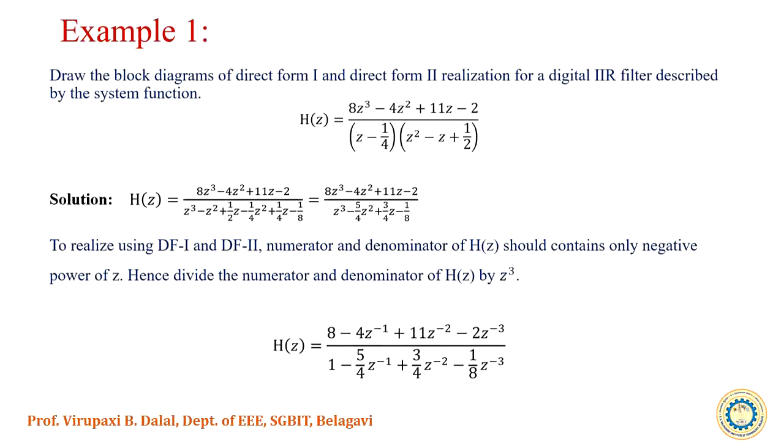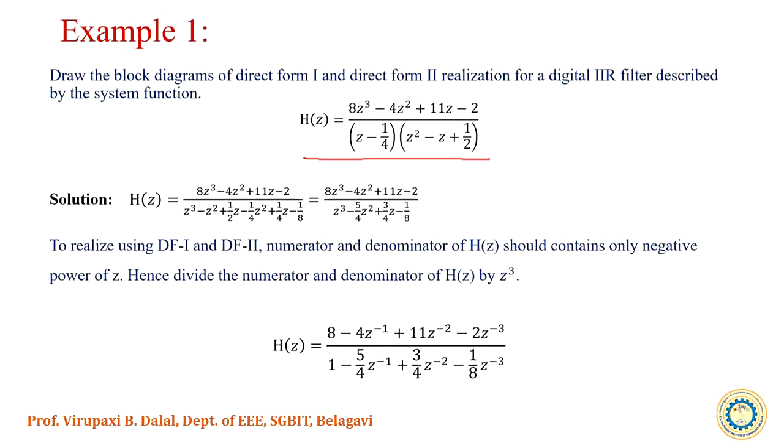Let us take one example. Draw the block diagram of direct form 1 and direct form 2 realization for a digital IIR filter described by the system function. Here the system function given is H(z) = (8z^3 - 4z^2 + 11z - 2) / ((z - 1/4)(z^2 - z + 1/2)).